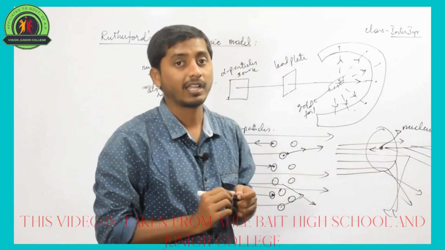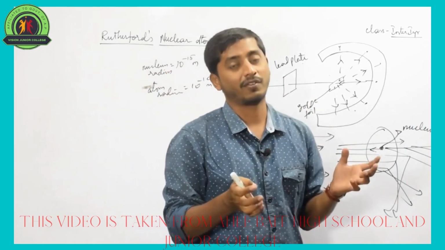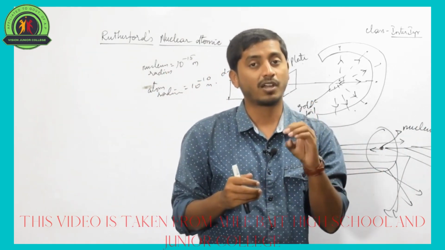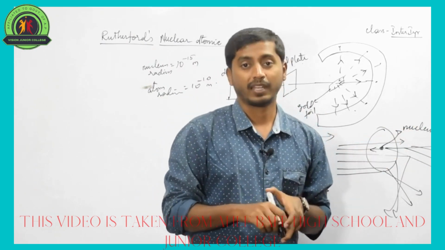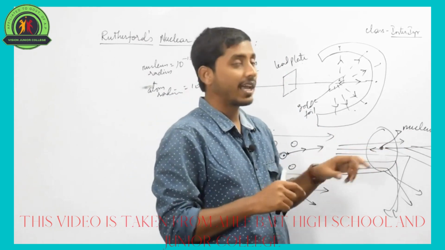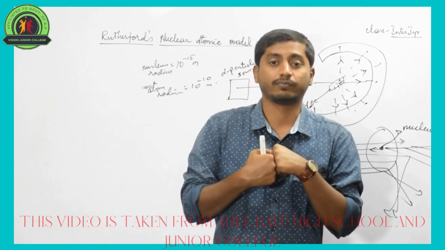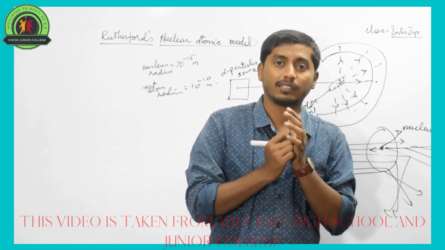What is the first point? According to Rutherford, the positive charge and most of the mass of an atom is concentrated in a small region. That small region is called the nucleus, right. And one more thing he tells is that this nucleus is surrounded by a number of electrons, right, which are moving in a circular path.